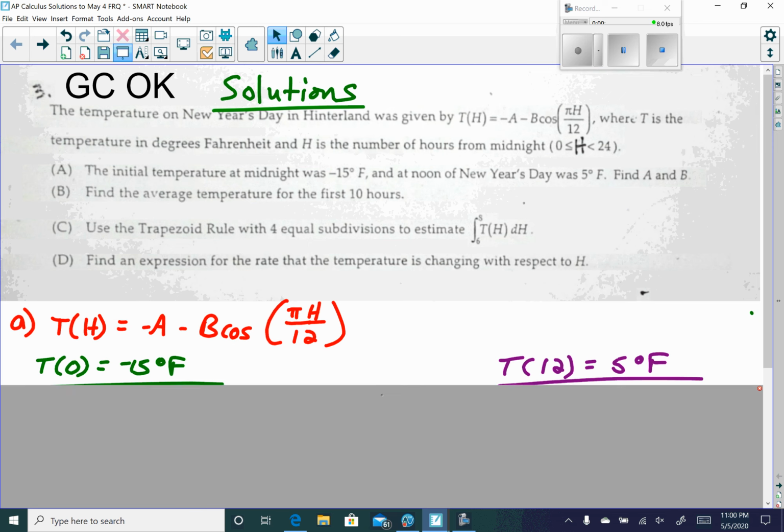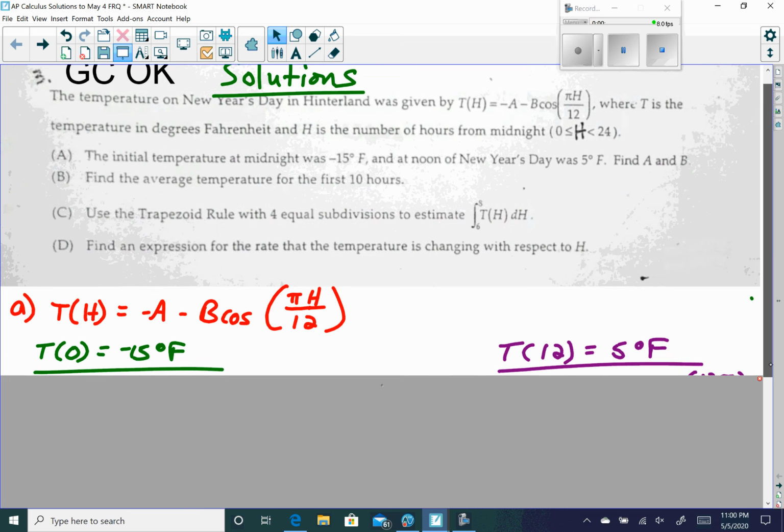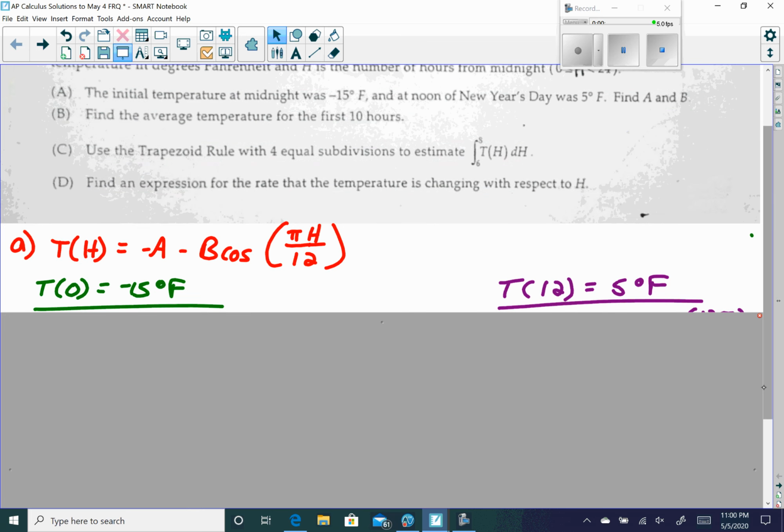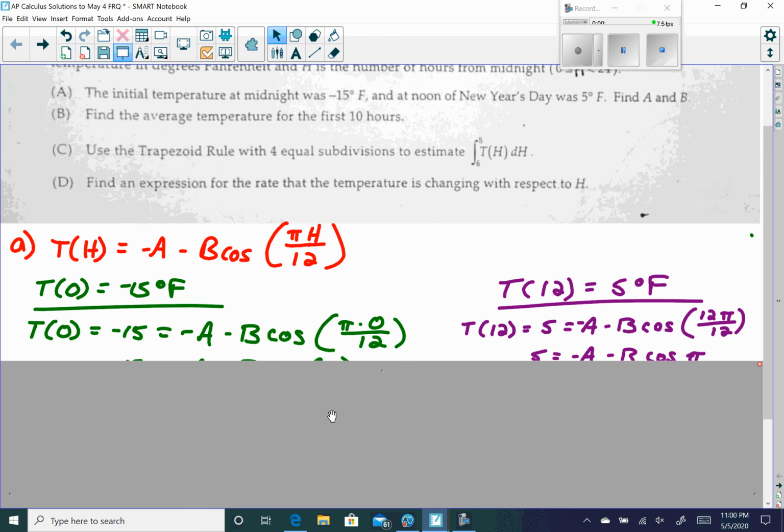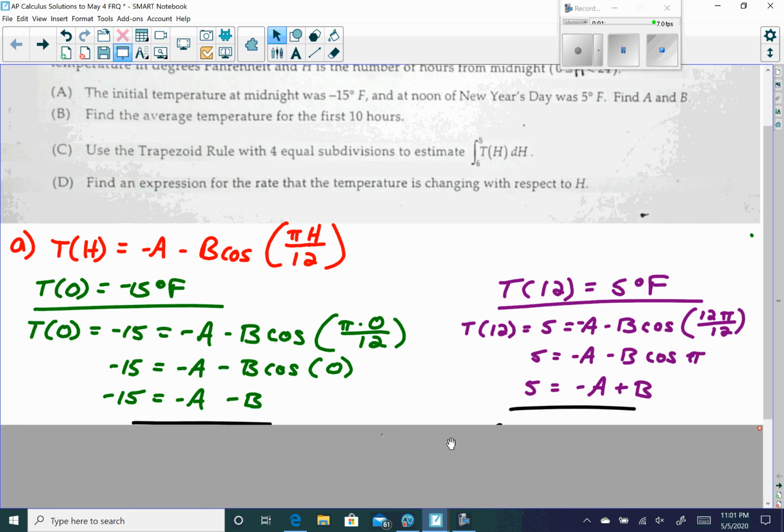So I'm just writing this out, that T of 0 is equal to negative 15 degrees Fahrenheit, and simultaneously over here, T of 12 is equal to 5 degrees. So I set my T of 0 equal to negative 15, which means 0 is going to go in for h, and then over here, T of 12 is equal to 5, so 12 goes in for h. And then I continue to simplify both of these, and what I'm creating here is a system of equations. We saw this a lot for our population or exponential growth type problems.